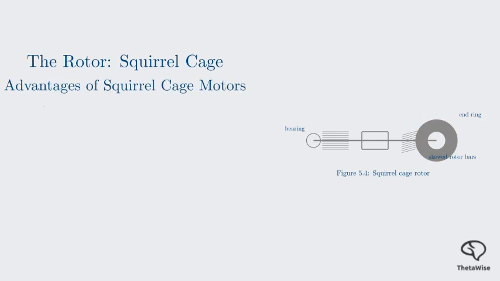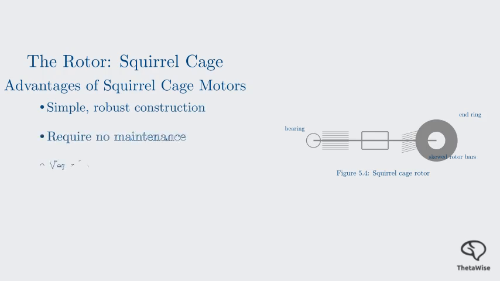This construction leads to several advantages. Squirrel cage motors have a simple, robust construction, require no maintenance, and have a very long lifespan. They produce a smooth and silent operation. They are used in countless applications, from fans and blowers to lathes and other machinery.